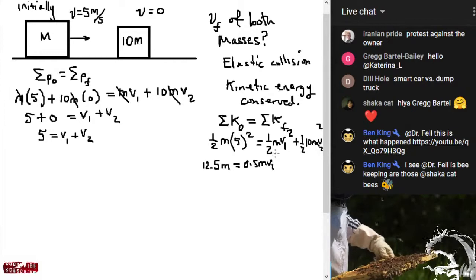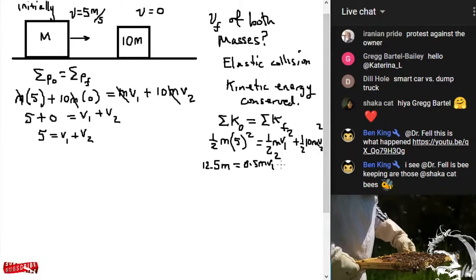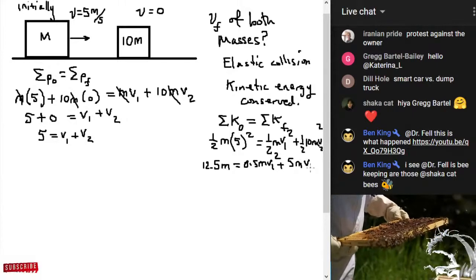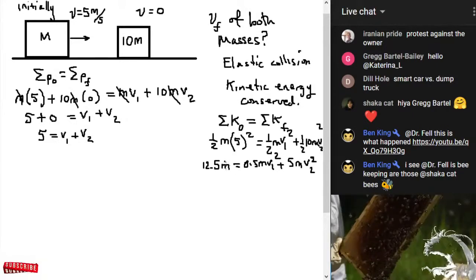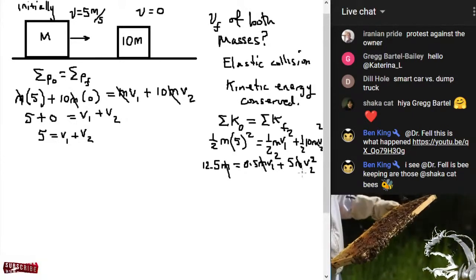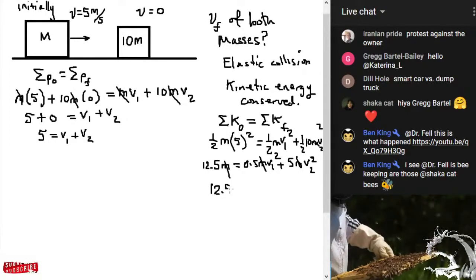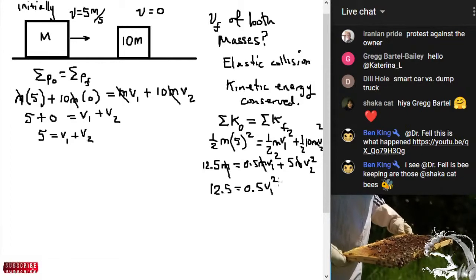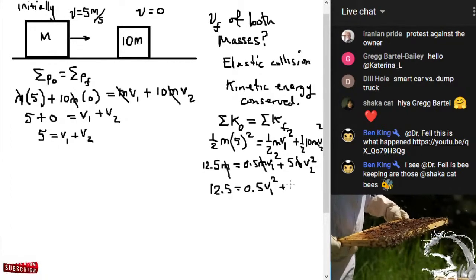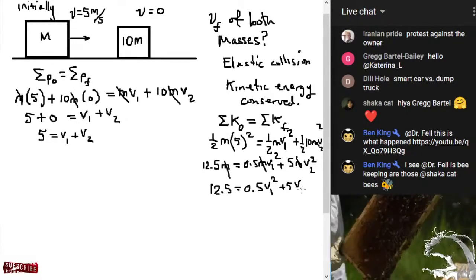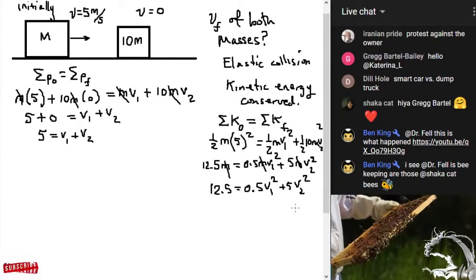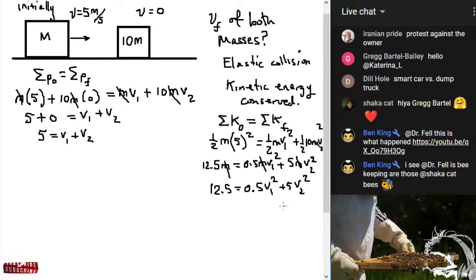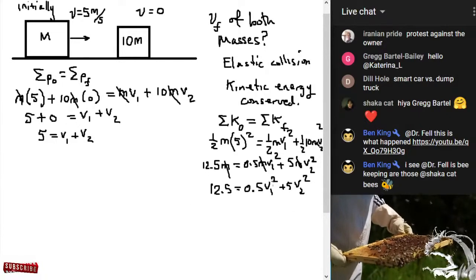m v1 squared plus 5 m v2 squared. Now the m's will cancel again. So we get 12.5 equaling 0.5 v1 squared plus 5 v2 squared. So you can see now we have two equations with the two unknowns in it, so we can solve it.